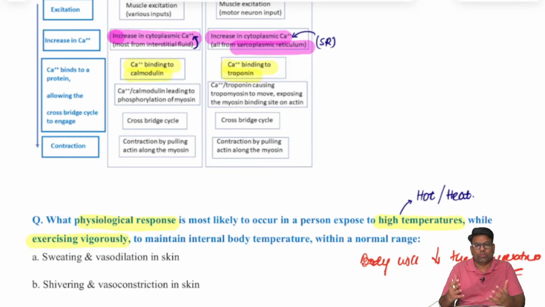This is the thermostat. How will it reduce the temperature? By sweating and vasodilation, right? So this is sweating and vasodilation, a basic thing which we have discussed over the years.